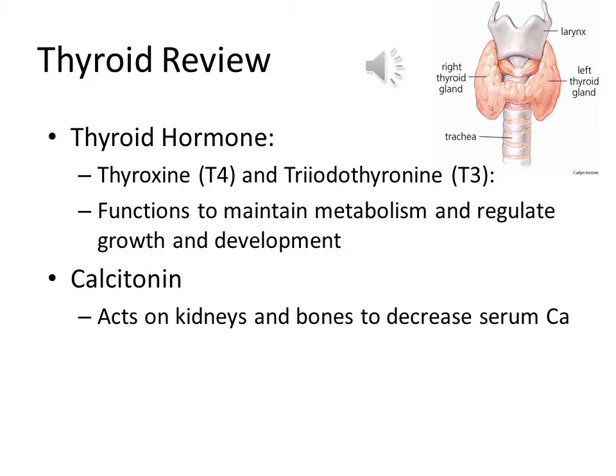So again, I'm going to try and repeat these as much as possible, but just remember where all of these hormones are coming from. So here we've got hypothalamus to anterior pituitary, released thyroid stimulating hormone, released T3 and T4.